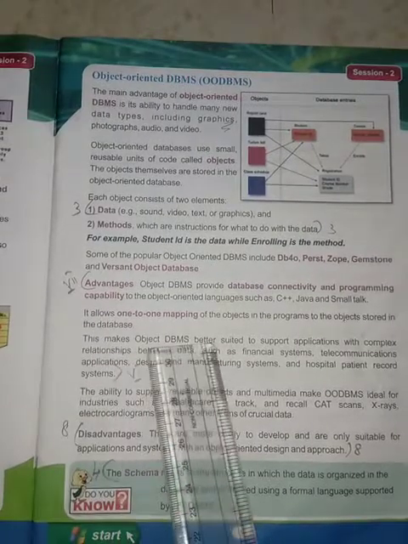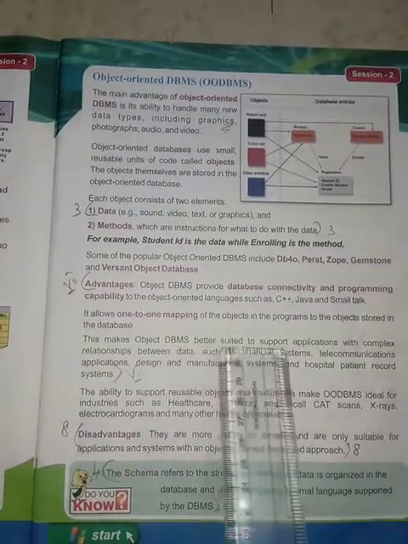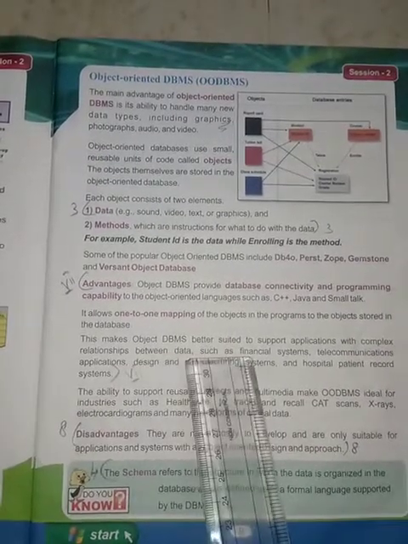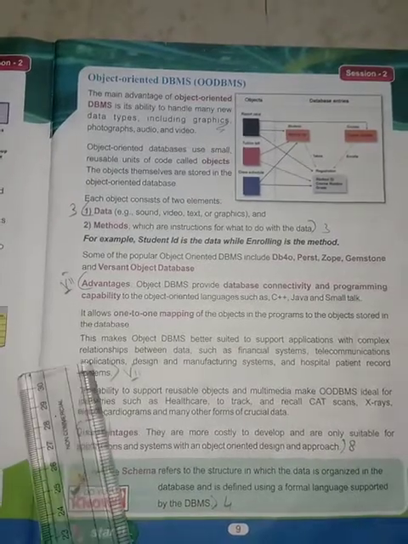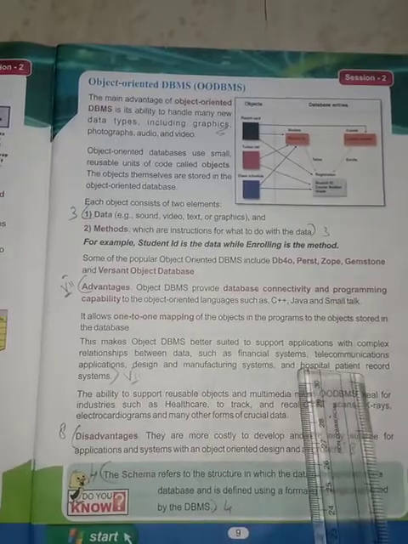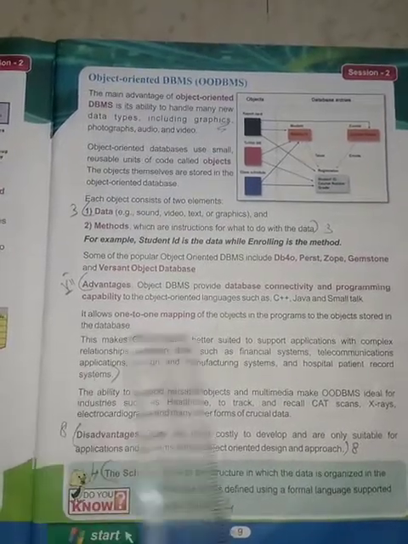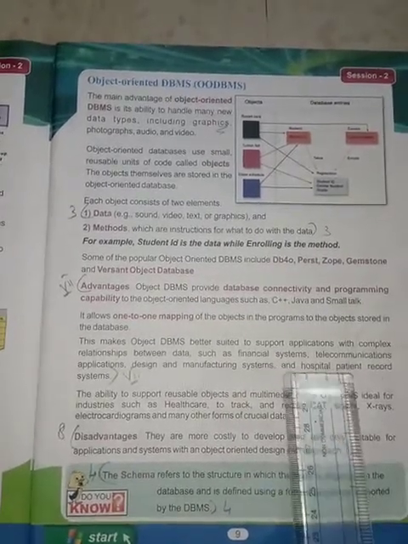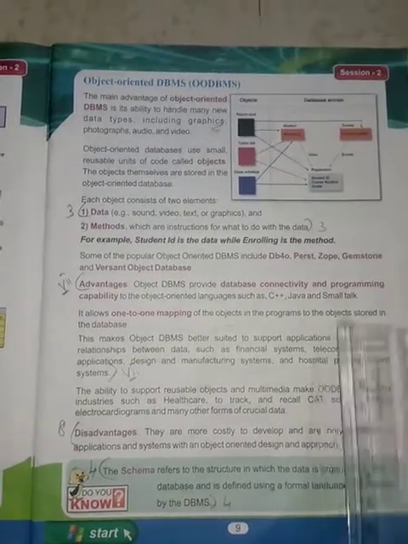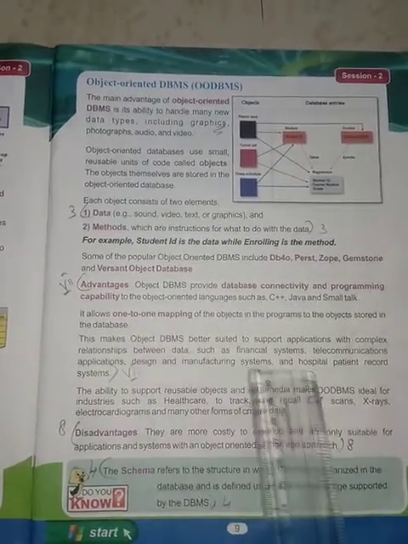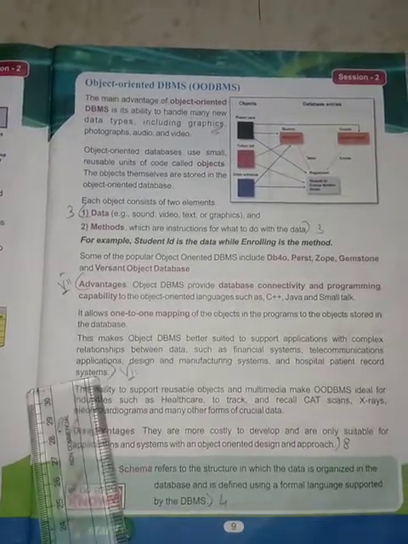This makes object oriented DBMS better suited to support applications with complex relationships between data, such as financial systems, telecommunication applications, design and manufacturing systems, and hospital patient record systems. So these are some of the complex relationships, in hospital maintaining the patient records, and in telecommunication and financial systems. So this OODBMS suits these applications.